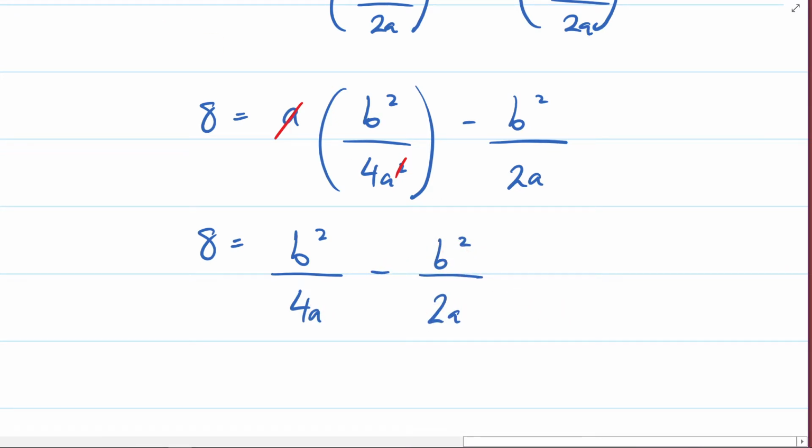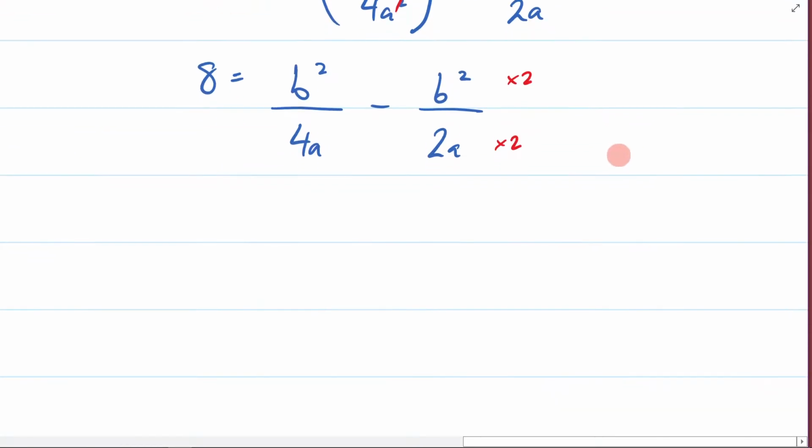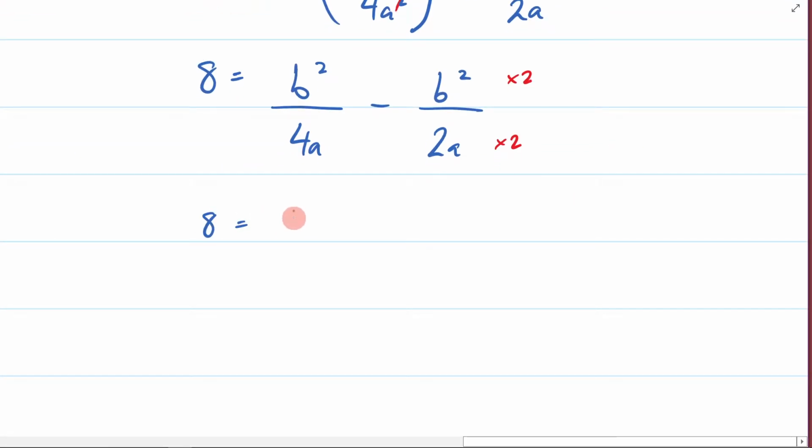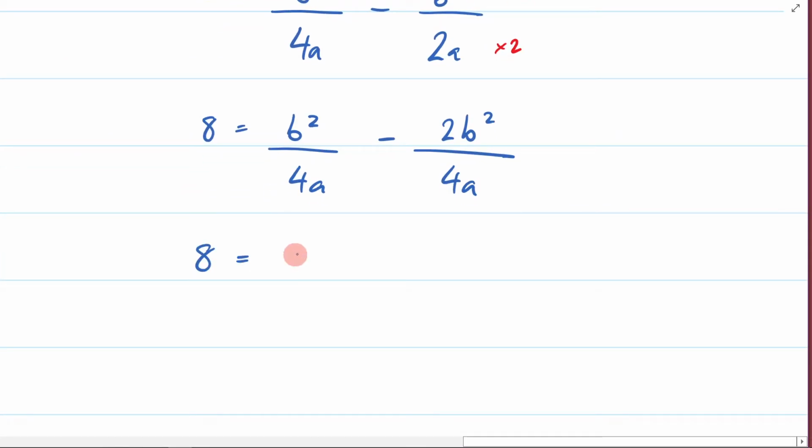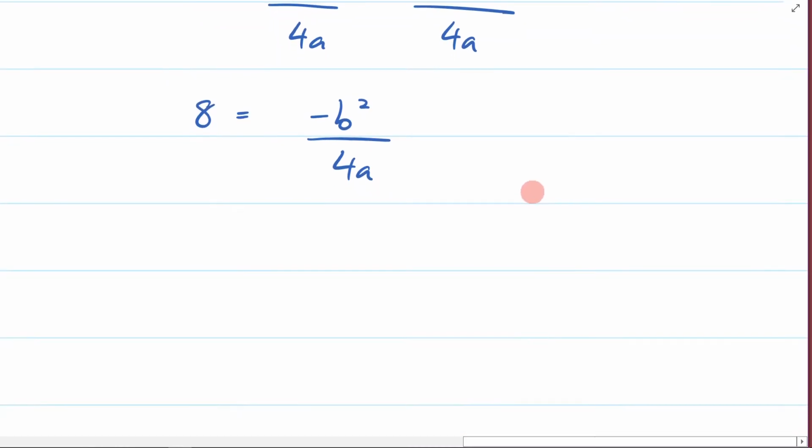If we're subtracting fractions, I need to make sure that they have the same denominator. So I'm going to times the top and bottom by 2 here. And that's going to leave me with, we keep on going. This isn't necessarily hard now. It's just a bit laborious, which is a great word, don't you think? Laborious. This is 4a. All right, that means I'm going to get 8 is equal to negative b squared on 4a. We continue on.